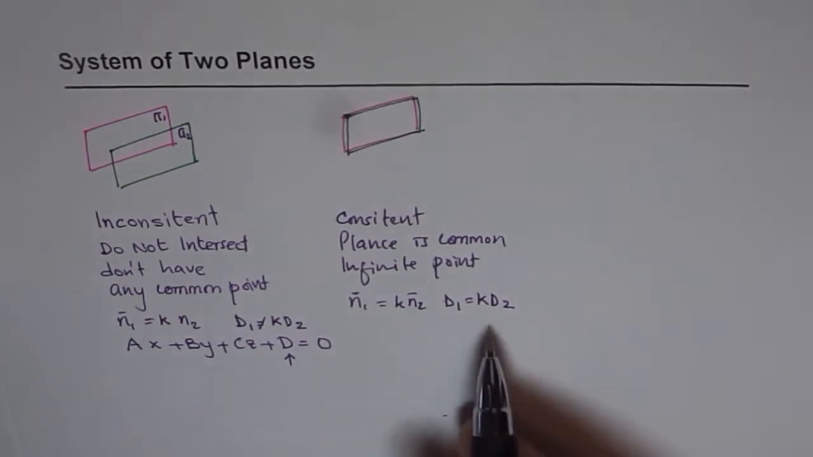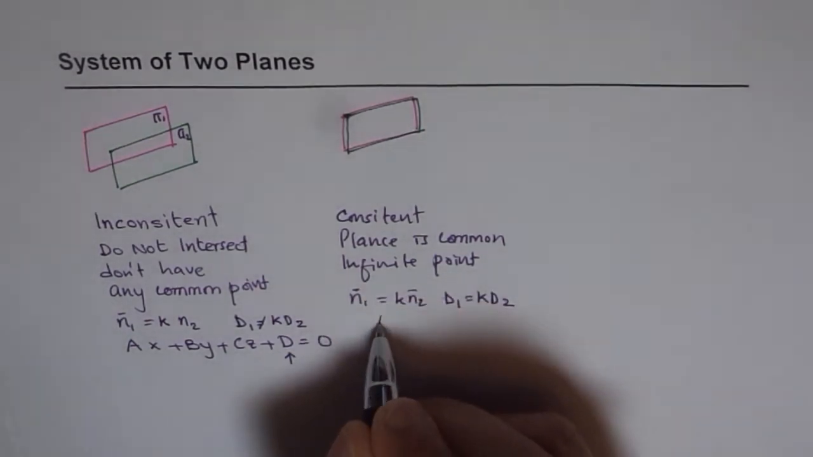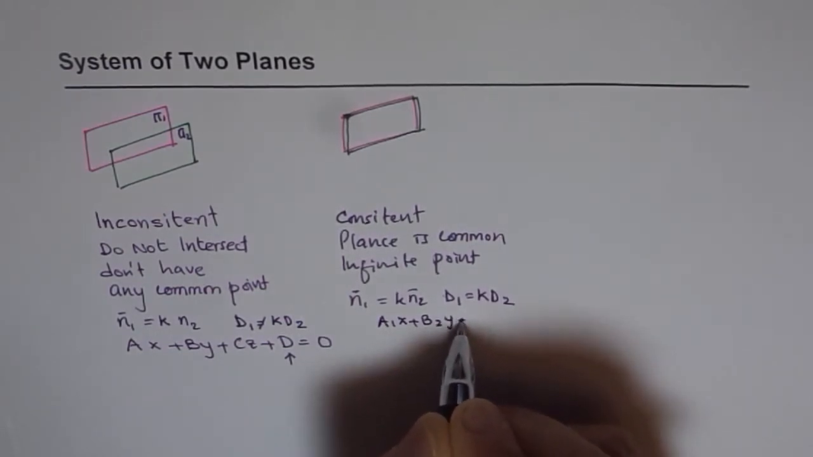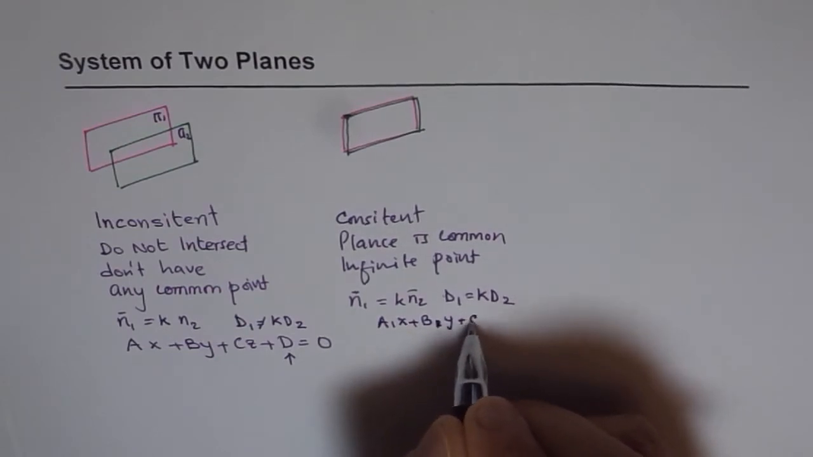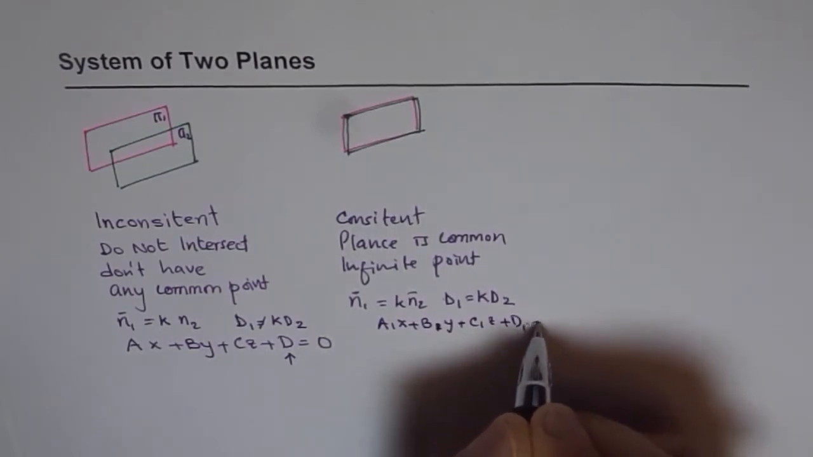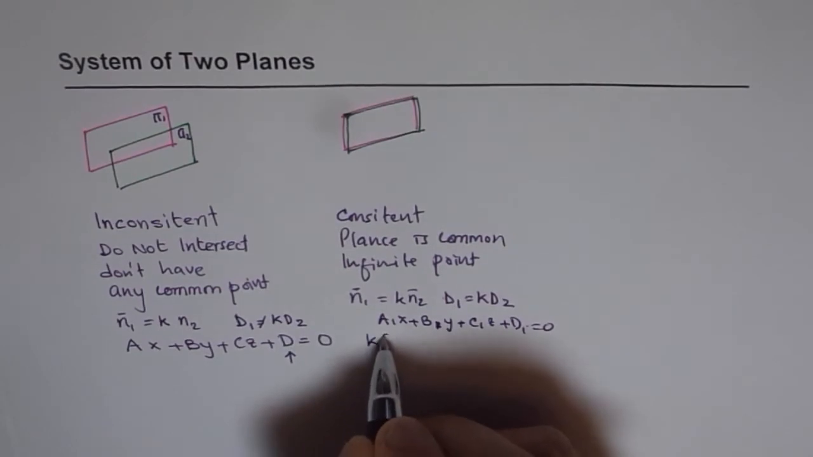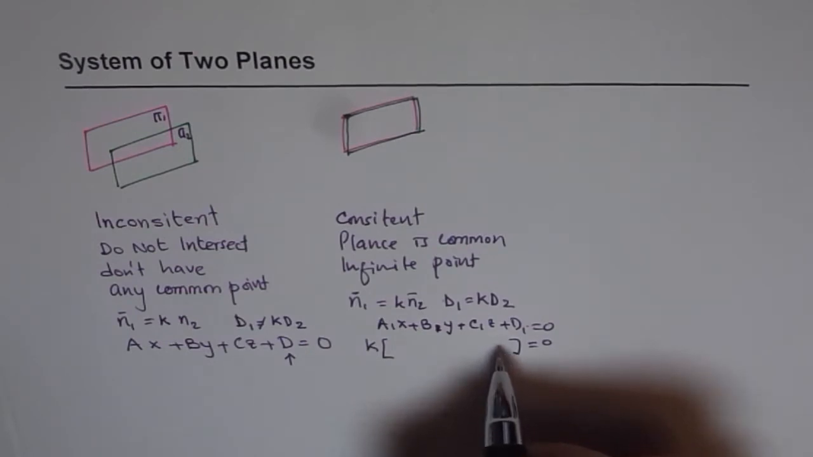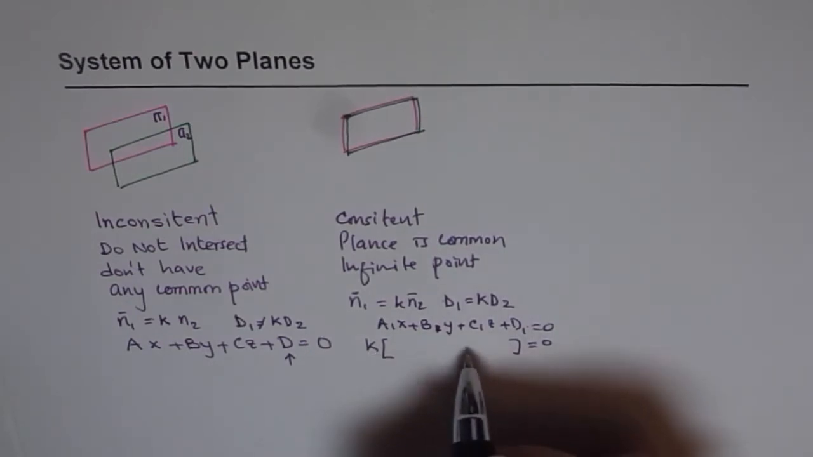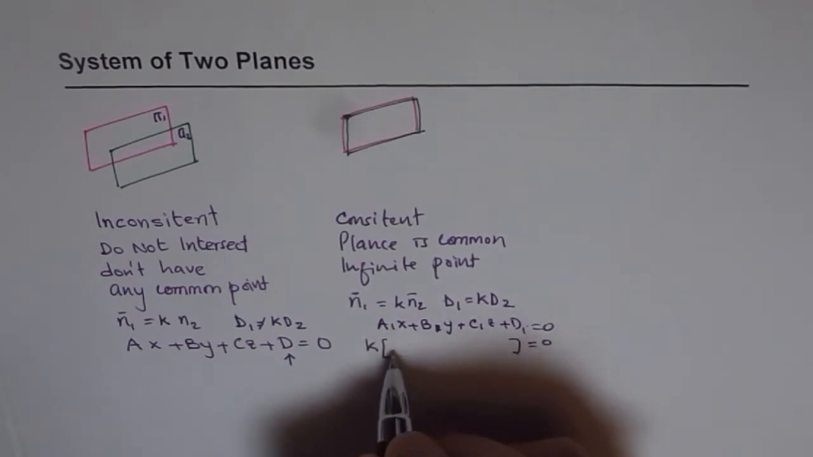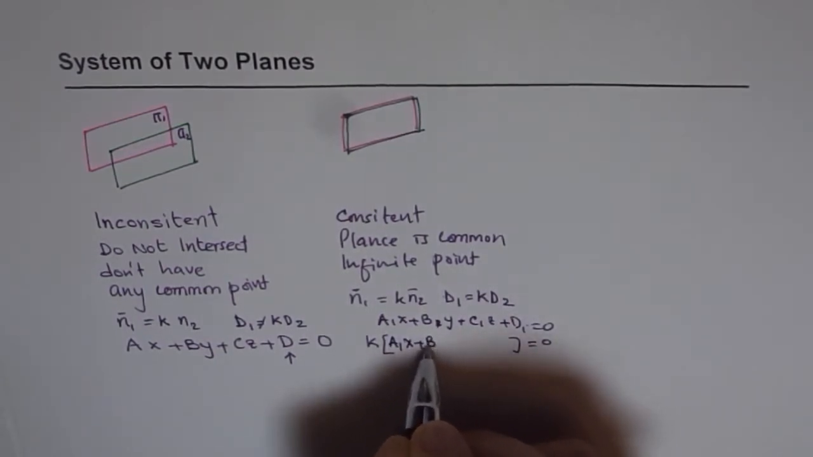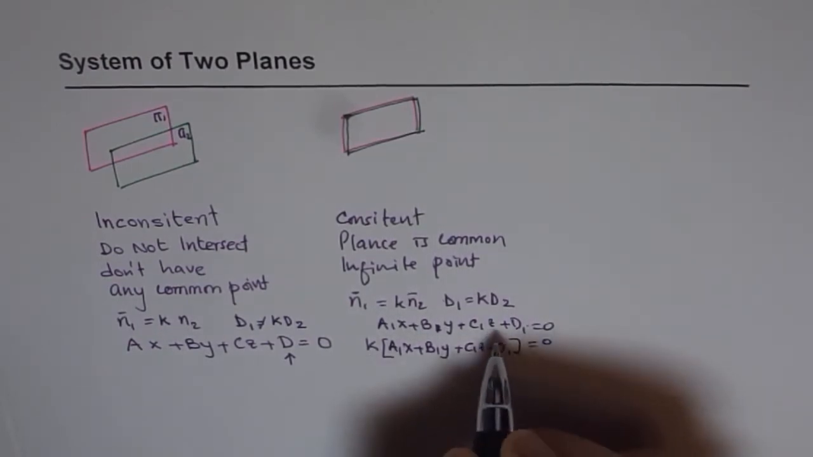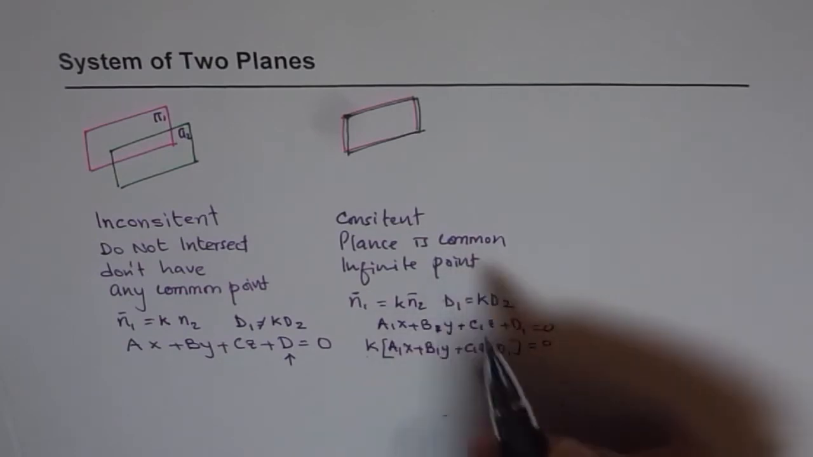So the equations are exactly the same. For example, if one equation is a1x plus b1y plus c1z plus d1 equals 0, then the other one is k times all this equals 0. Do you understand? So everything here is a scalar multiple of k. Then they're exactly the same planes, right? Then this will be a1x plus b1y plus c1z plus d1 and k times scalar multiple. In that case they're exactly the same planes.